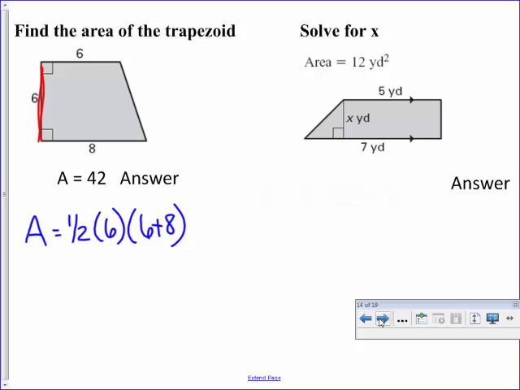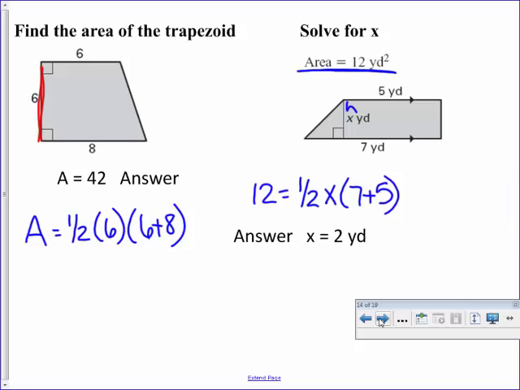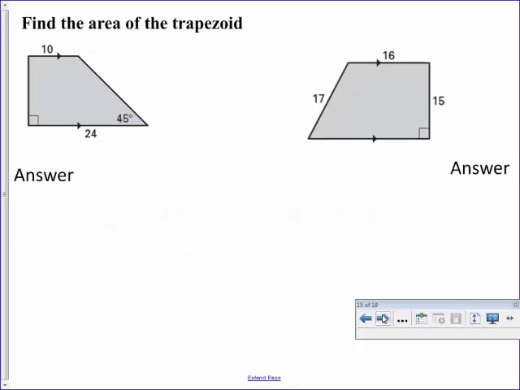The next one's a little bit different, just like that rhombus one, where they give you the area, you're trying to find your height now. You're just going to plug everything into the formula. So when you do that, you should get 12 equals 1/2 x times 7 plus 5. You can solve this different ways. As long as you can get the answer to be 2 yards, or x equals 2, then keep doing the way that you do.